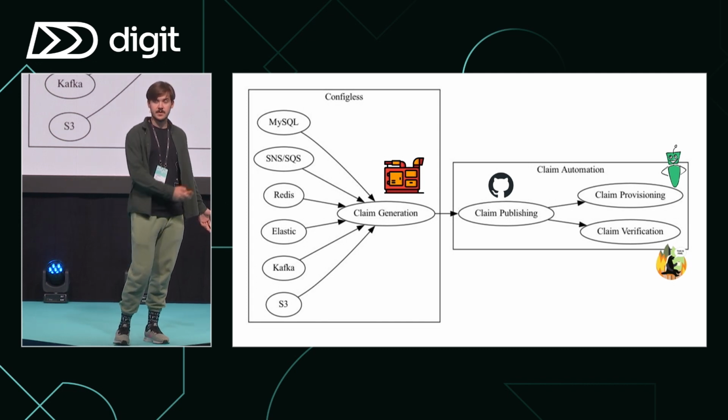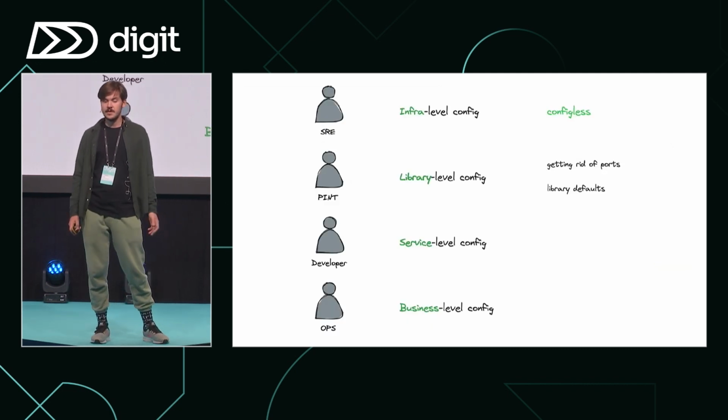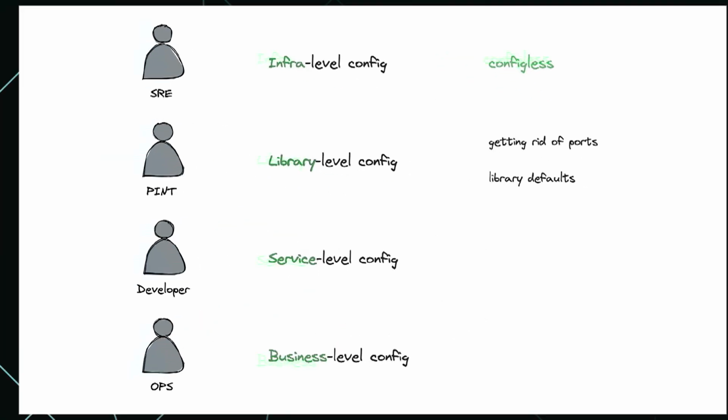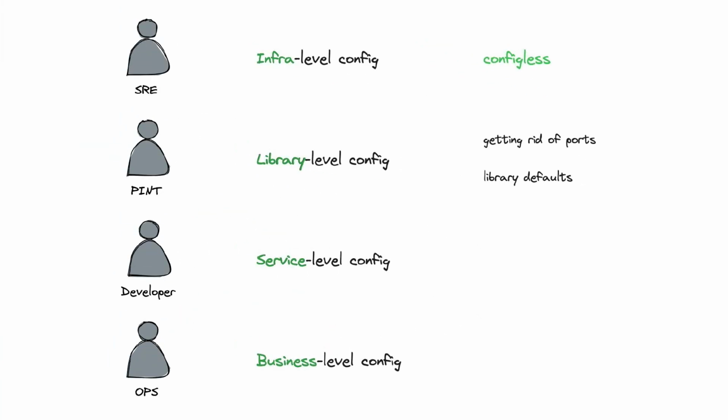And if we go back to our four levels of configuration, configless kind of solves infra-level config. Like any type of resource that you have, this is just a formula. You sit down and do configless for it. Of course, easier said than done again. For every type of resource, it takes a lot of effort. You do have to have a high level of standardization of everything.